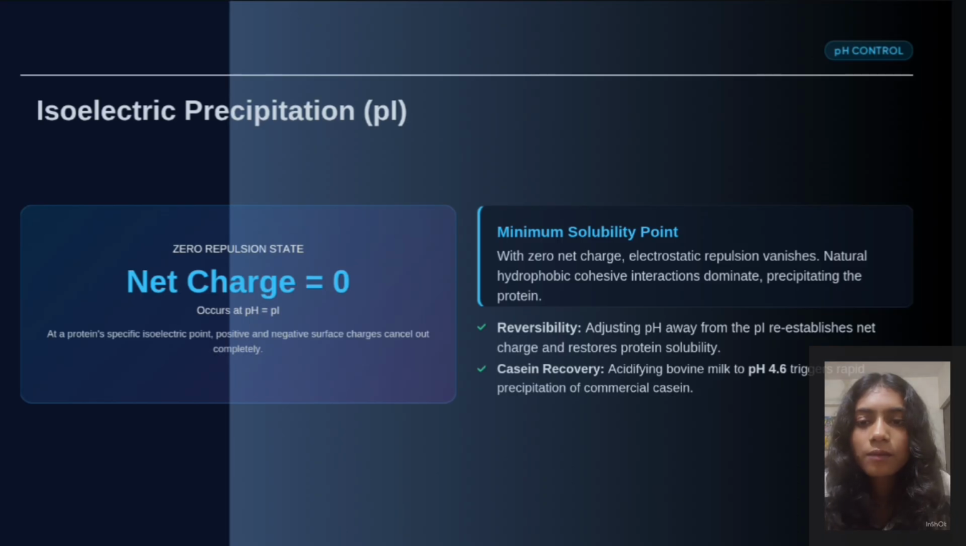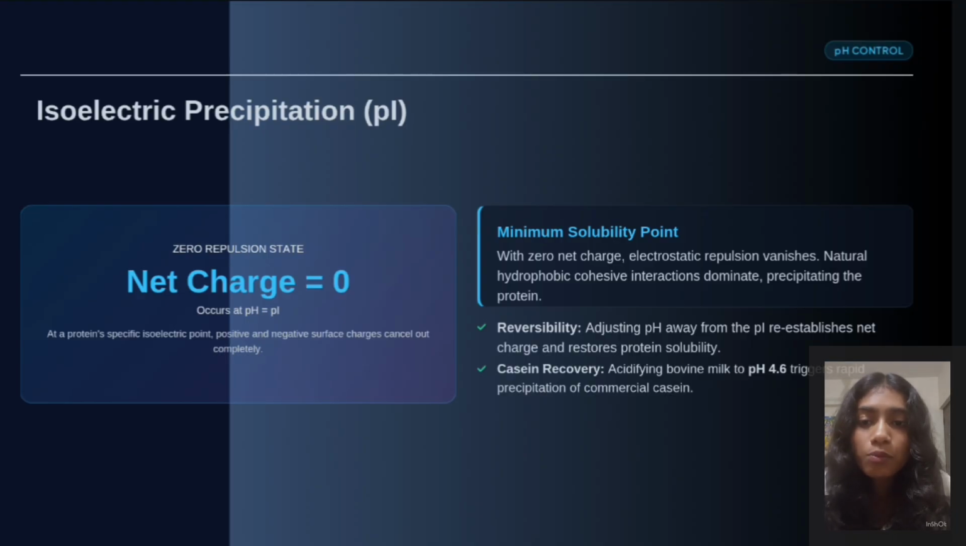Then in the next slide, our second major technique is isoelectric precipitation. Every protein has an isoelectric point, that is pI, a specific pH where its total surface charge hits a net value of 0. If pH is higher or lower than the pI, the protein carries a net negative or positive charge, causing the molecules to repel each other.